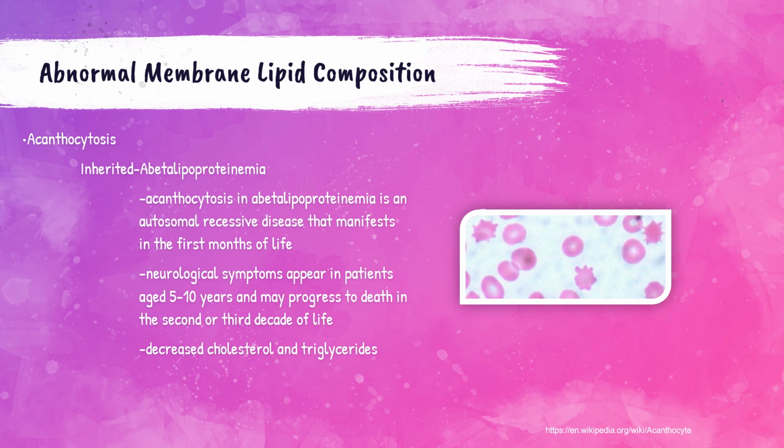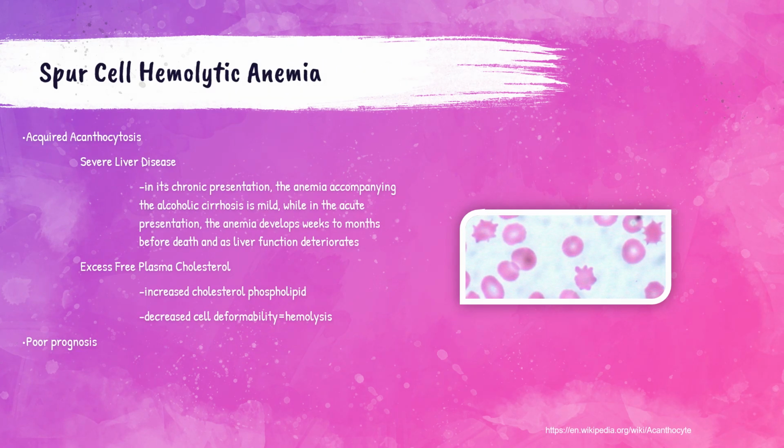The inherited reason is when patients have something called abetalipoproteinemia. This is an autosomal recessive disease that manifests in infancy and causes decreased cholesterol and triglycerides in the blood. Neurological symptoms also occur when the patients are around 5 to 10 years of age and may progress to a fatal disorder later in life. So abetalipoproteinemia is an inherited disorder that causes acanthocytosis and hemolytic anemia. Patients with severe liver disease and those with excessive cholesterol may also develop acanthocytosis in an acquired setting.